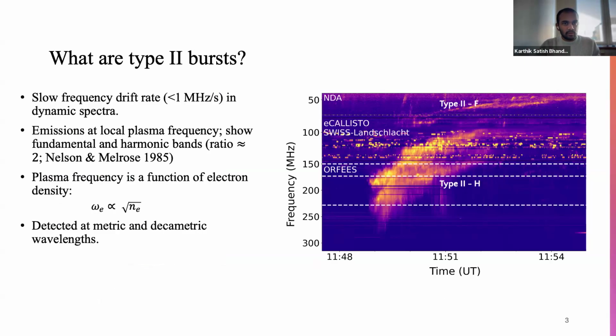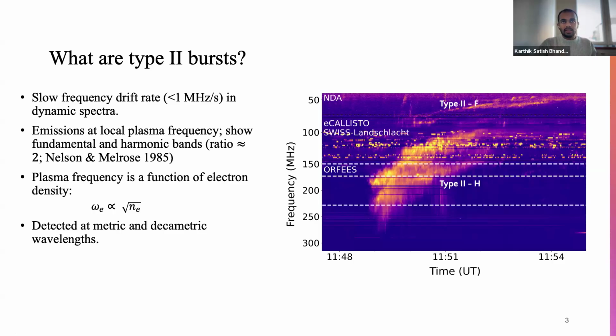So moving on, one of the key properties of these shock waves is that they have a rather slow drift rate in the dynamic spectrum, and they are emitted generally in harmonic and fundamental bands. Both of them have a frequency ratio of roughly 2.